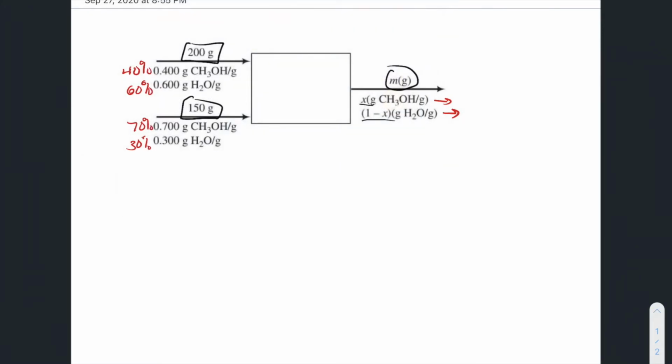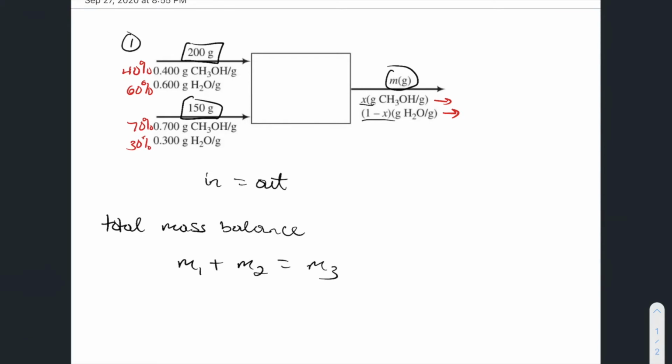Mass balance. In must be equal to out, right? From our previous equation that we learned earlier on, there's no generation here, there's no consumption, there's no accumulation. We're literally just shoving things in and we're getting them out. So if we do a total mass balance on this entire thing, then we're left with the mass of stream 1 plus the mass of stream 2 should be equal to the mass of stream 3. Let's call this stream 1, call this stream 2, and call this stream 3, right? What goes in must come out. Simple. So that means mass of stream 3 is equal to 200 plus 150, which is exactly 350 grams.